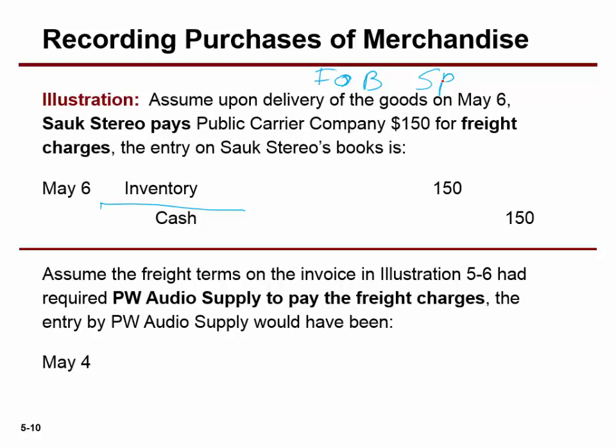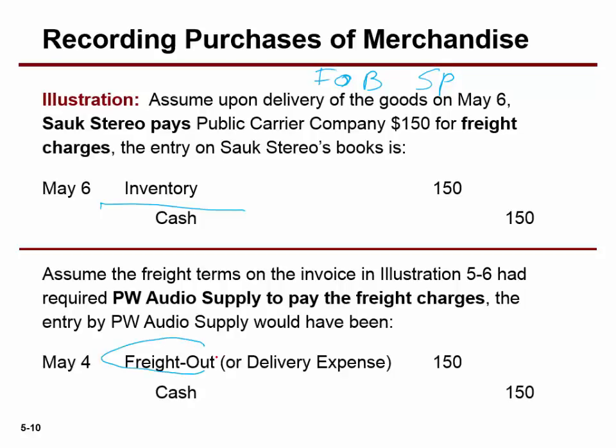Okay, good. Here we treated the delivery charges as an operating expense. We call it freight out. It's freight out because the freight is going out as we're selling it, right? But notice that is an expense. It's an operating expense, isn't it? When the seller pays, what were the terms? FOB destination. Good.